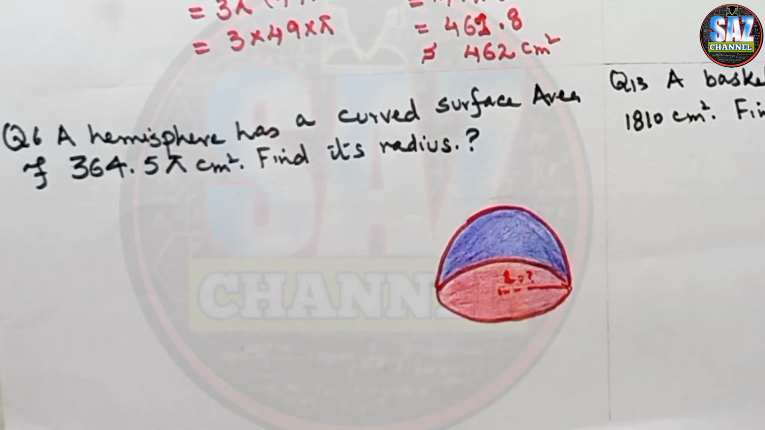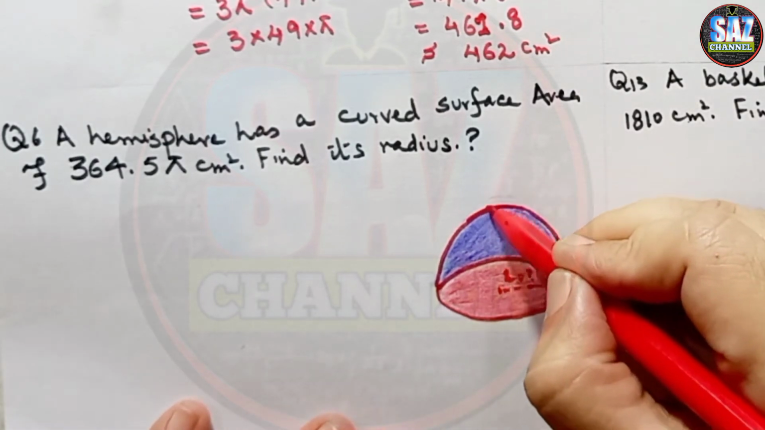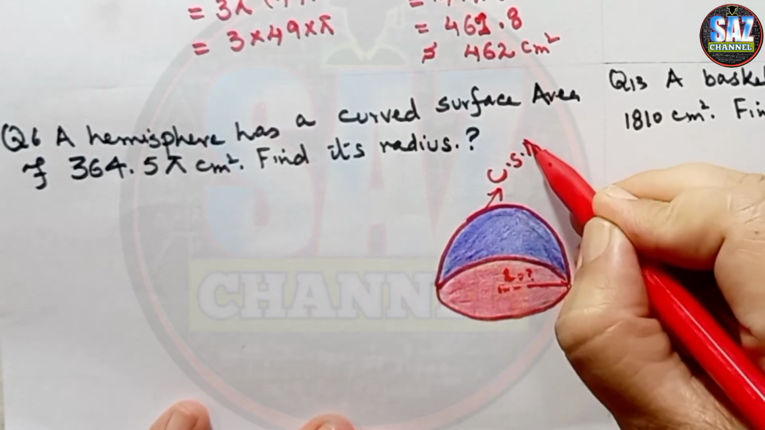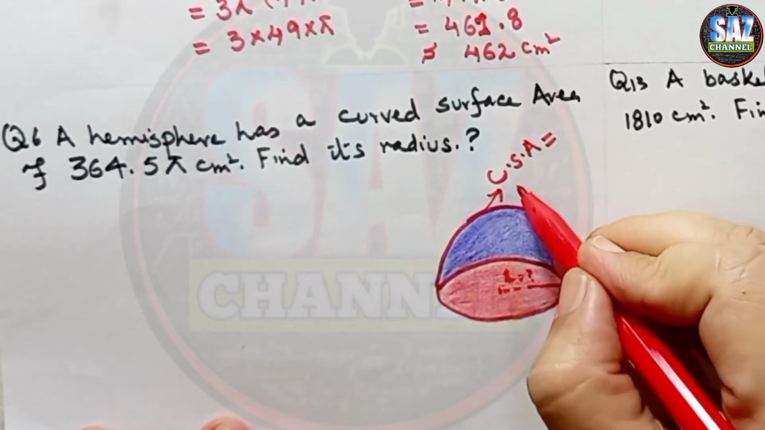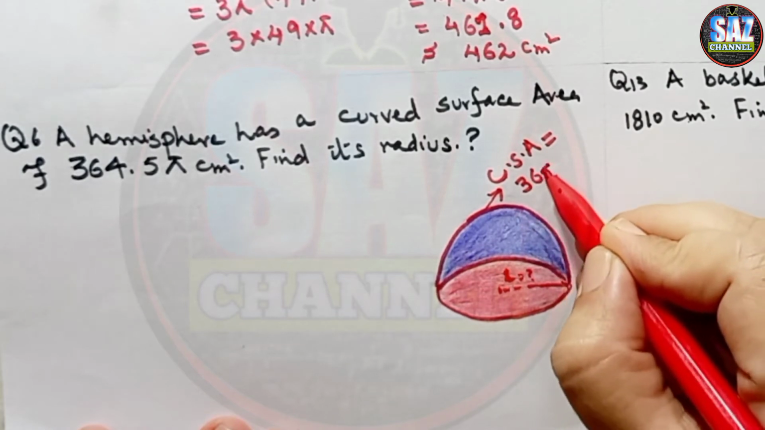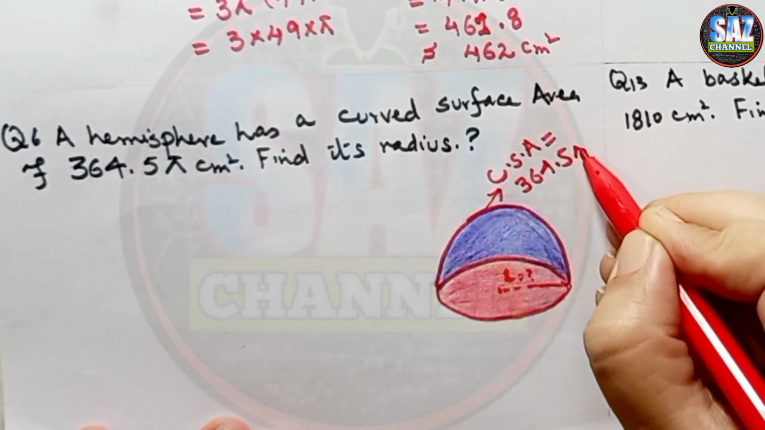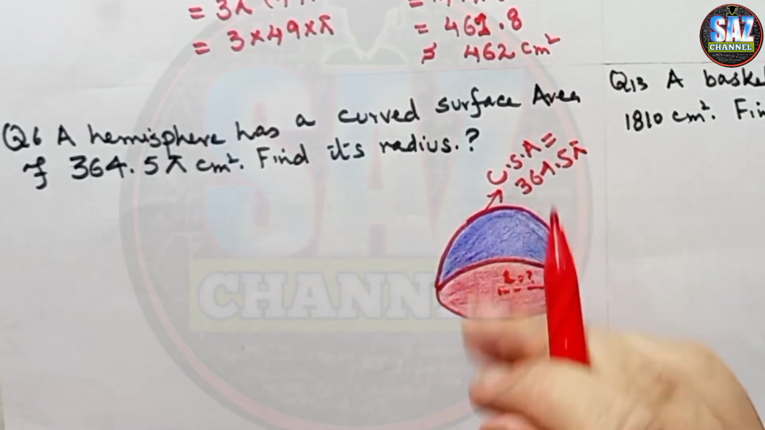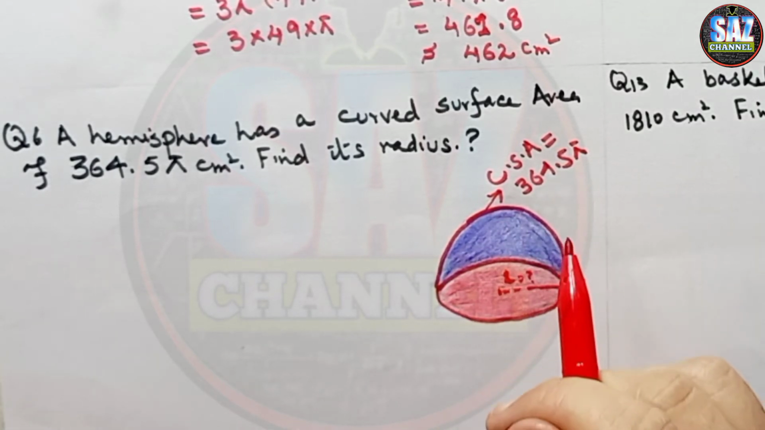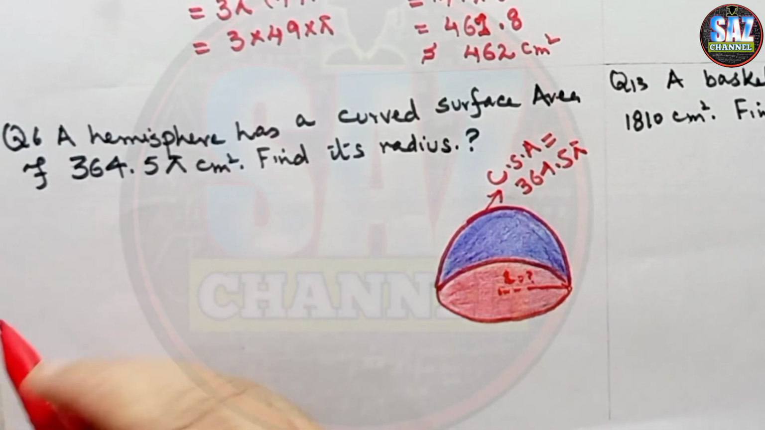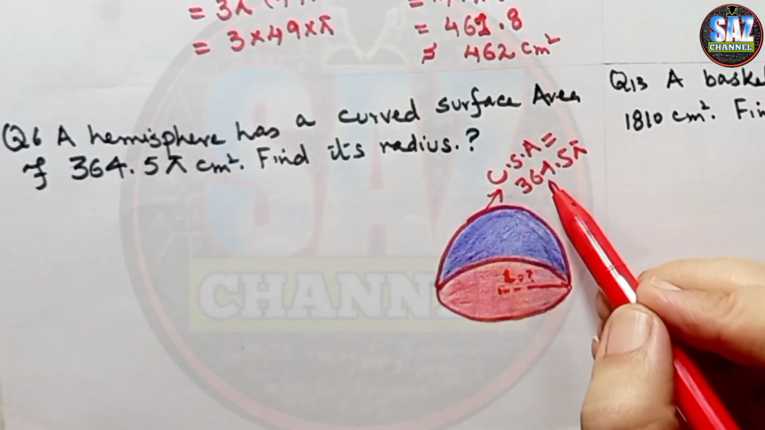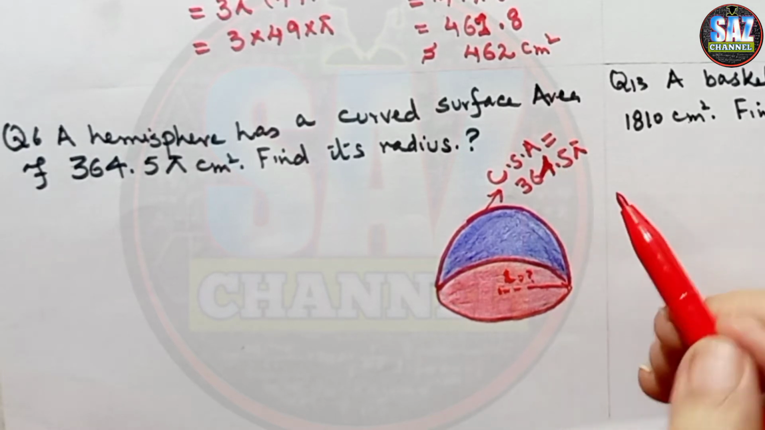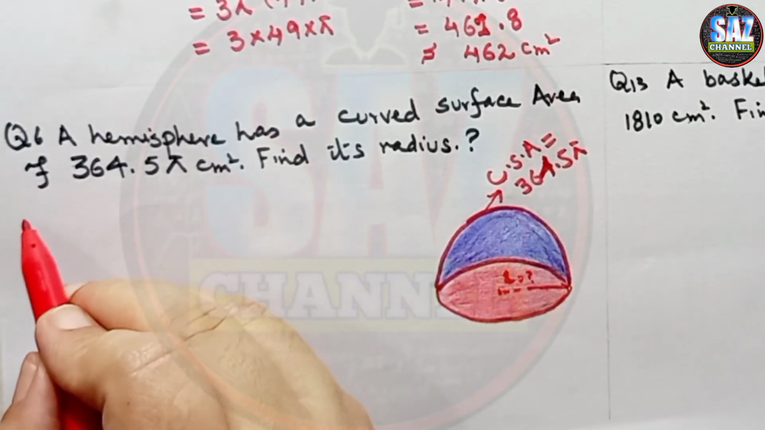Okay, curved surface area, which is given in the question, is 364.5 pi. So what we are going to do is, as this is a curved surface area of hemisphere, we are going to equate this answer with the formula of the curved surface area of hemisphere. Okay, let's move to the solution of the question.